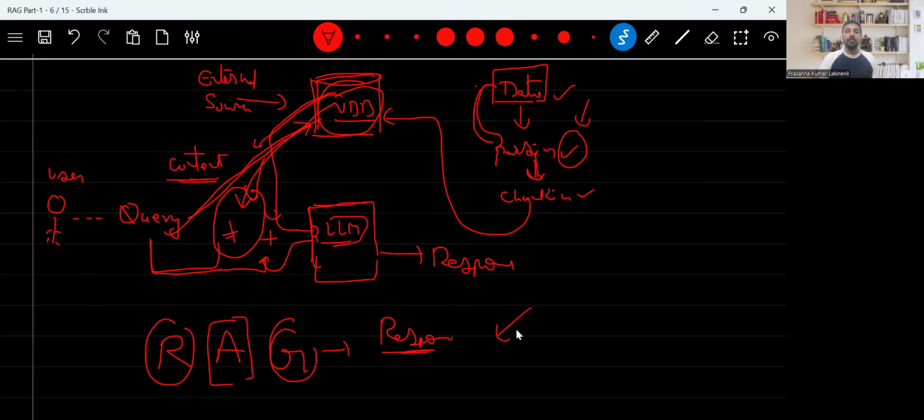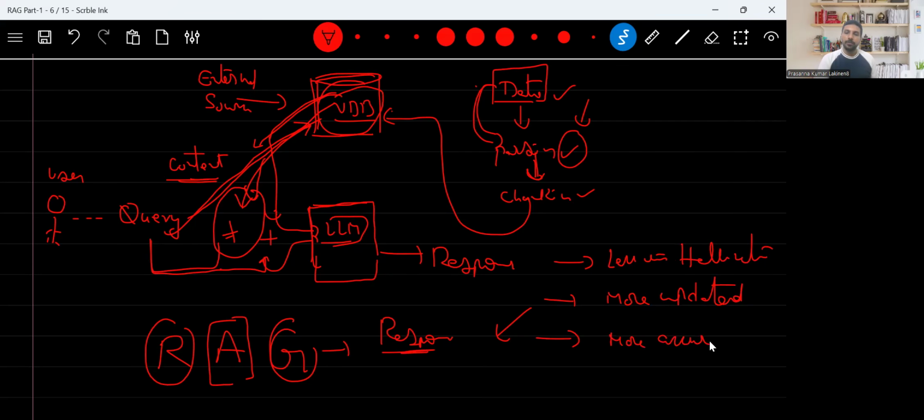So this information will be more accurate, more updated, and it reduces hallucination. So whatever response you are getting from this LLM will be less in hallucination, more updated, and finally more accurate information.